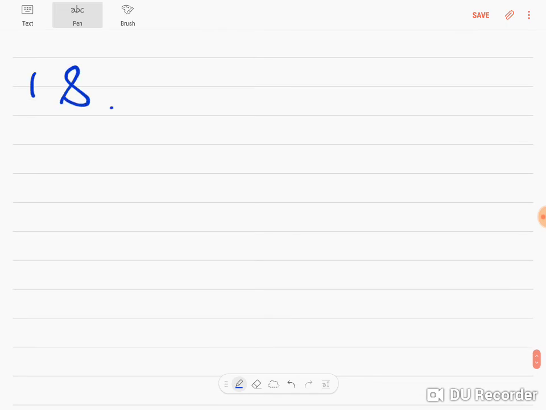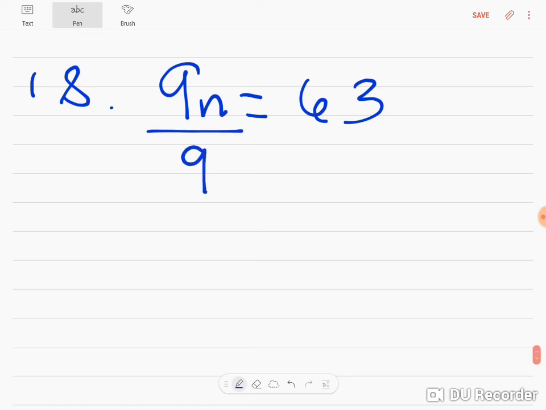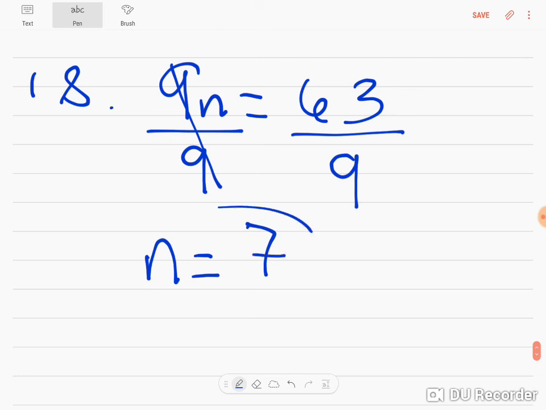Eighteen says 9n is equal to 63. All right. The relationship between 9 and n is that they're multiplying, so you need to divide. We need to do the inverse operation, which is division. That cancels. N is equal to 63 divided by 9, 7.